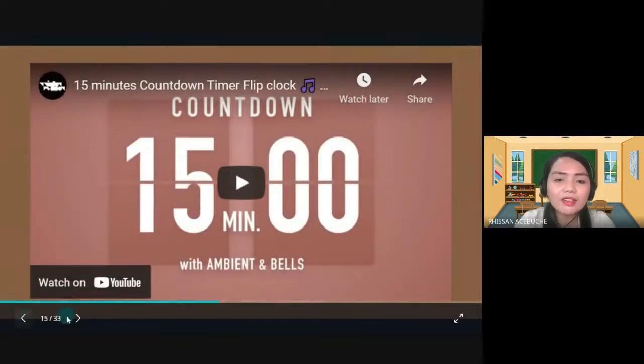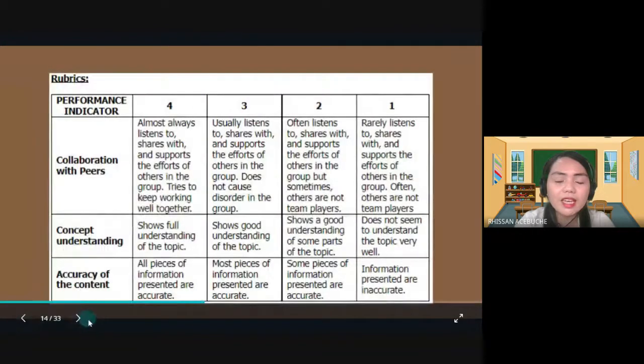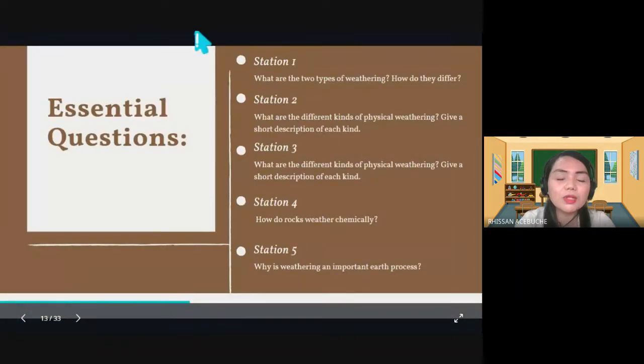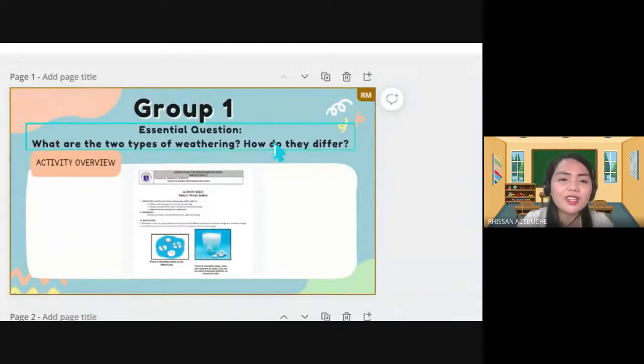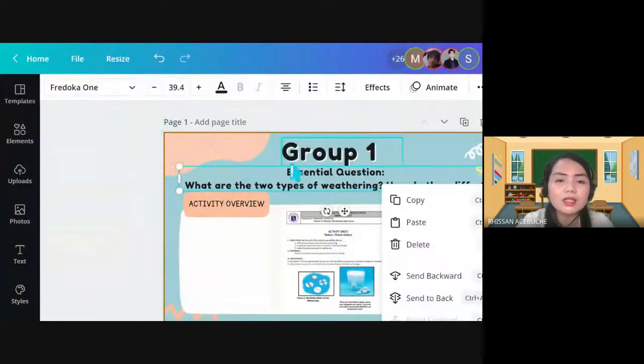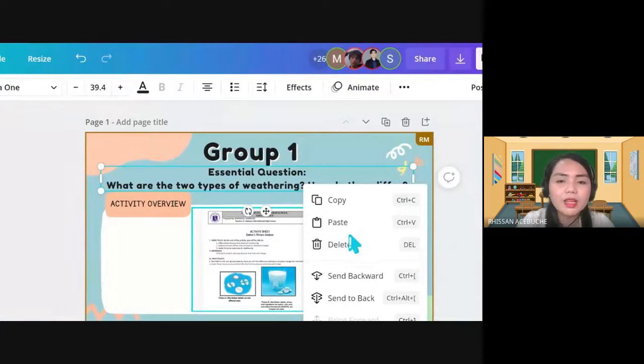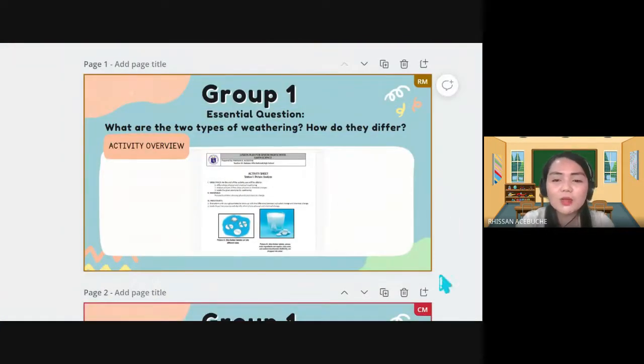Okay, so again, reminding everyone of the rubrics that I've told you earlier. For your presentation, there should be concept understanding and accuracy of the content, and you should be able to answer the essential questions. So let me share this Canva document here. This is the one that you were working on earlier, right? You worked simultaneously to answer this Canva document. Just one moment. All right, so let's now start your presentation. Group number 1, you may now start. Leader is Mr. Tolosa. Go ahead.